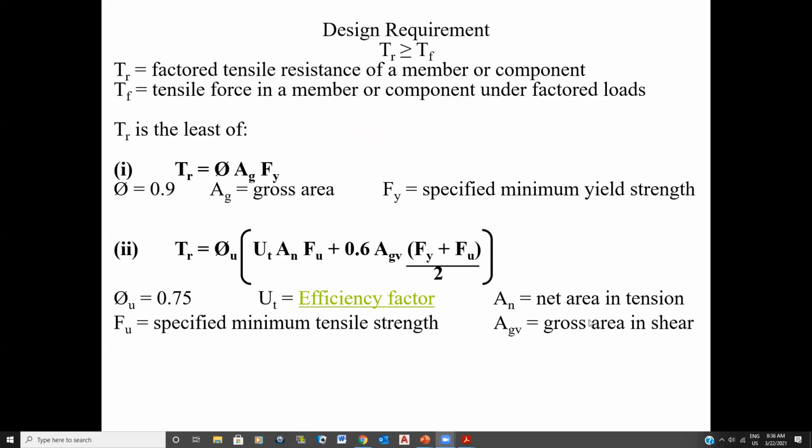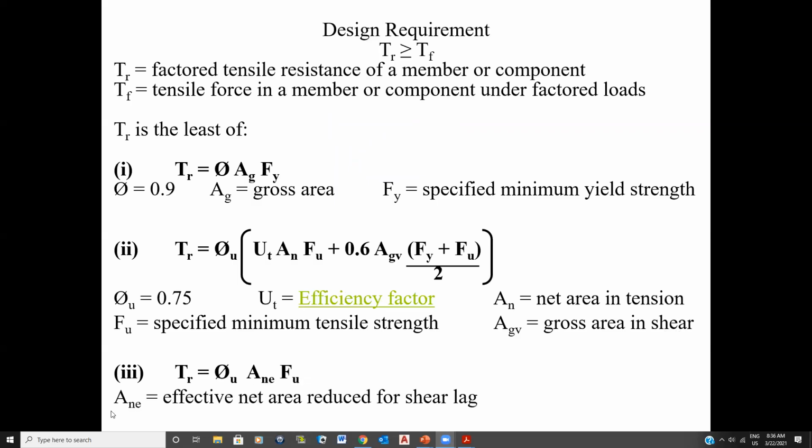Okay, and of course, AG is the gross area in shear. So this is where you have to look at: is the material being broken either in tension or in shear? And that's what you have to analyze. So this is the gross area in shear. Now this is the last one. TR is equal to phi U ANE FU, where ANE is the effective net area due to shear lag.